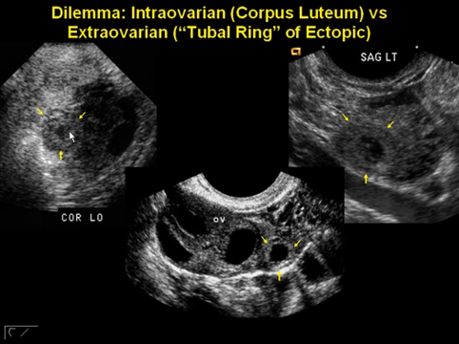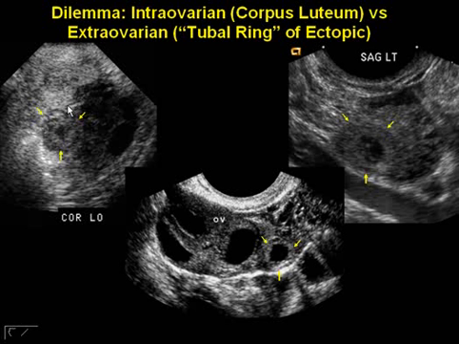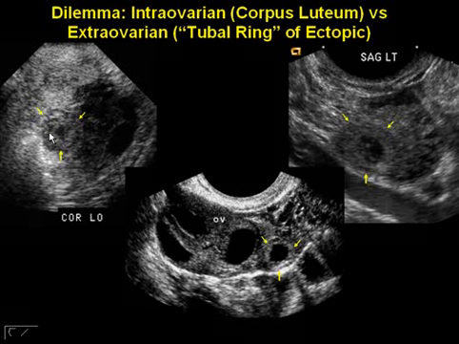Here are 3 examples. Here's the ovary, and here's a mass. Kind of looks like a tubal ring, but maybe it's just a corpus luteum. Maybe the outline of the ovary is here, and it's just in but bulging outward from the ovary. And if the ovary comes out to here, this is a nothing.